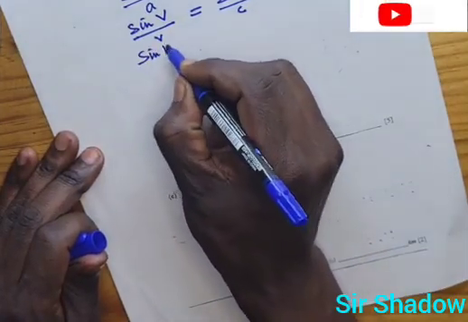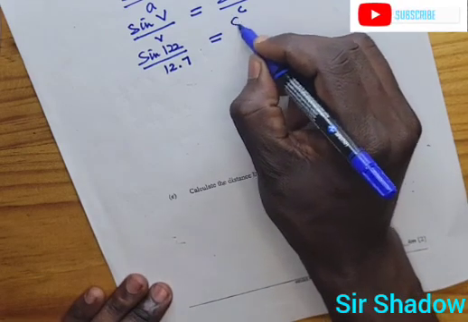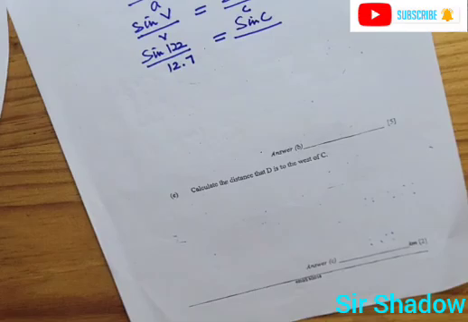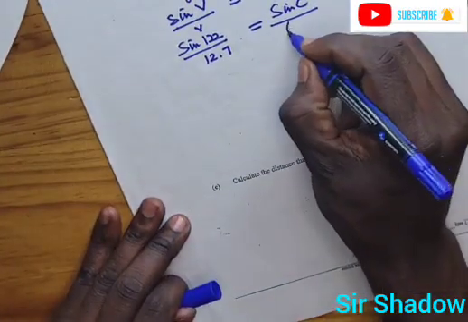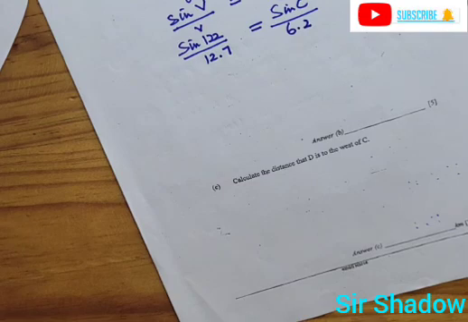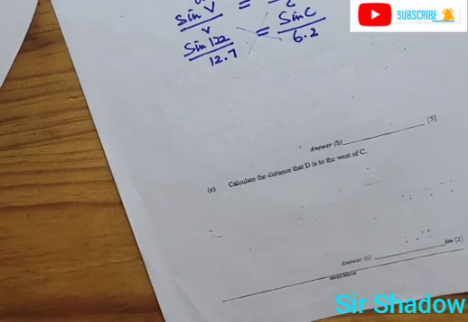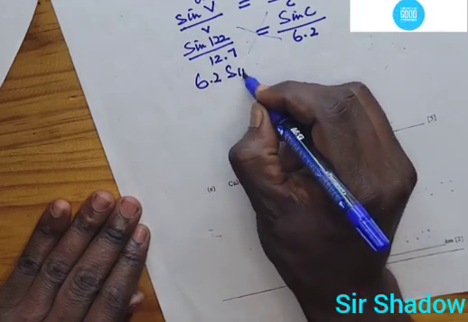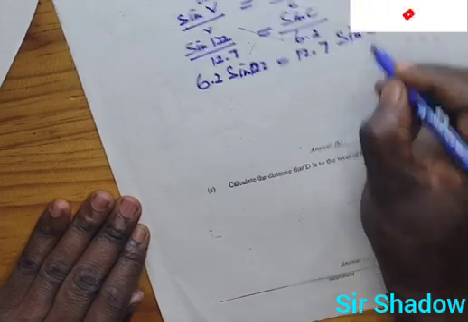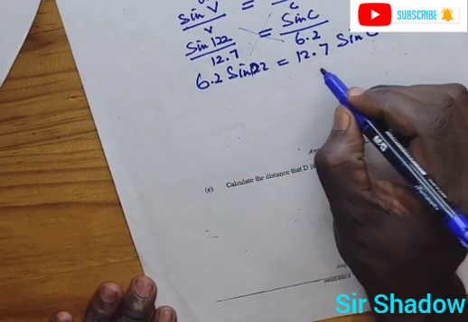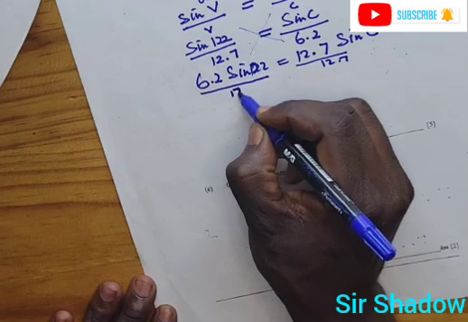Sine 122 over 12.7 is equal to sine C over 6.2. Then let's now apply cross multiplication, right? Applying cross multiplication, this one and this one, it becomes 6.2 sine 122 is equal to 12.7 sine C. Then we want to find sine C, right? So let's divide both sides by 12.7.